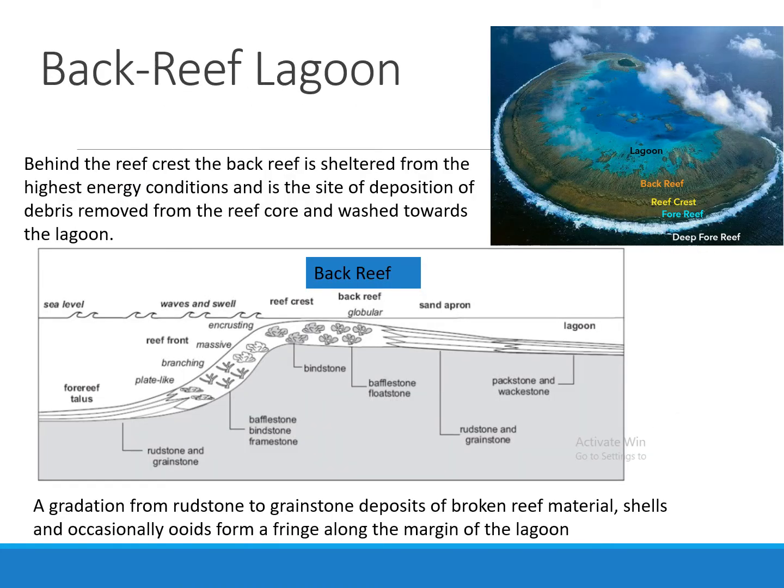If we look at the environment behind the back reef lagoon, this area is sheltered from the highest energy conditions. Globular, spur and groove corals grow forming baffle stones and float stones, and during storm events debris removed from the reef core is deposited in the back reef. These facies are a mix of rudstones to grainstones comprising broken reef material, shells and occasionally ooids, which form an inner fringe around the margin of the lagoon, with the dominant sediments being packstones and wackestones.